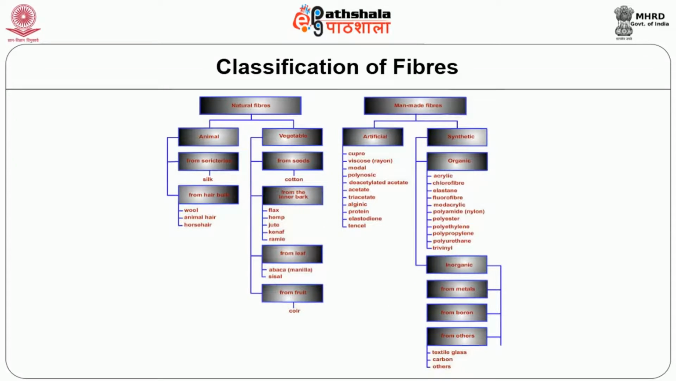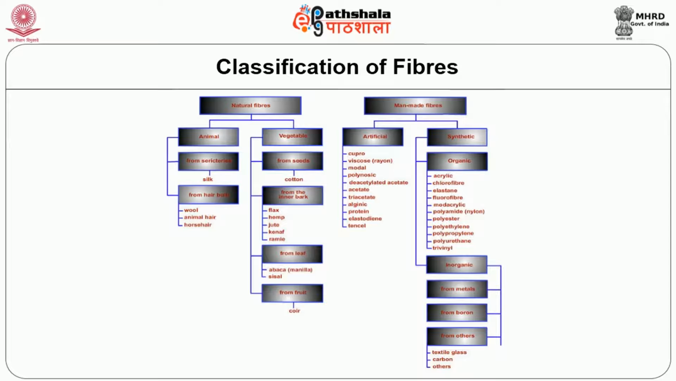Classification of fibers. Fibers are generally classified as natural fibers and man-made fibers. Natural fibers are broadly further classified as animal fibers and vegetable fibers. Animal fibers are from silk, wool, and hair, and the vegetable fibers from the seed of the cotton, and from the bark of plants such as flax, hemp, jute, kenaf, and ramie, and from the leaf such as the abaca and sisal fibers, and the fruit fiber which is called coir.